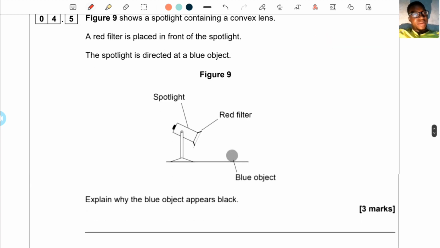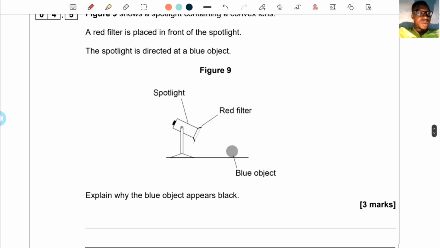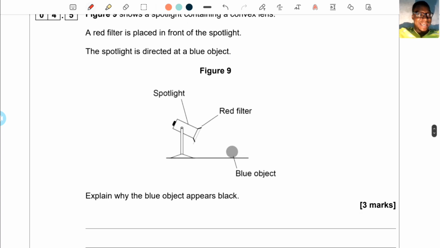All right, and then here 4.5 says figure 9 shows a spotlight containing a convex lens. A red filter is placed in front of the spotlight. The spotlight is directed at a blue object, which is what you have on the screen. Explain why the blue object appears black.